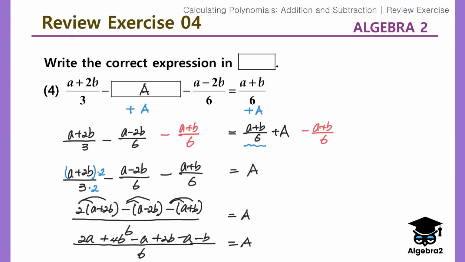So let's write our a right here. A is equal to, we have 2a minus a minus a. 2 minus a minus a is equal to 0, right? So that cancels out. And for b, we have 4b plus 2b and minus b. So 4 plus 2 minus 1, that's 5. So that's going to be 5b over 6.